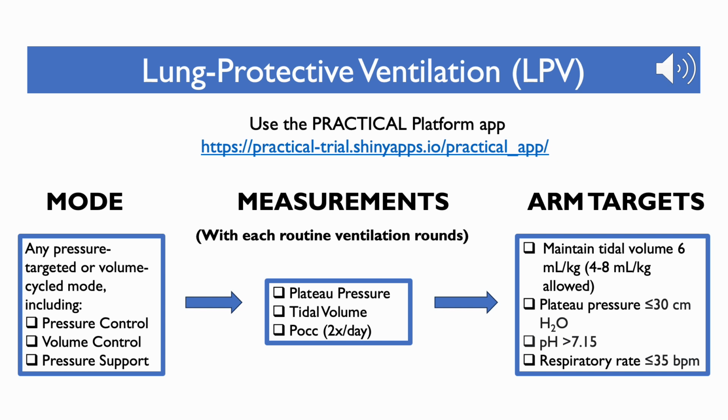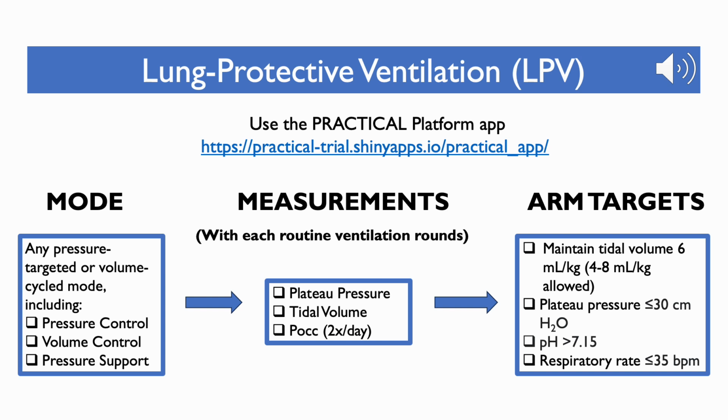The plateau pressure and the tidal volume must be measured with each routine ventilation rounds. The expiratory occlusion pressure should be measured once in the morning and once during night shift, although it is not used for the purpose of titrating ventilator settings.